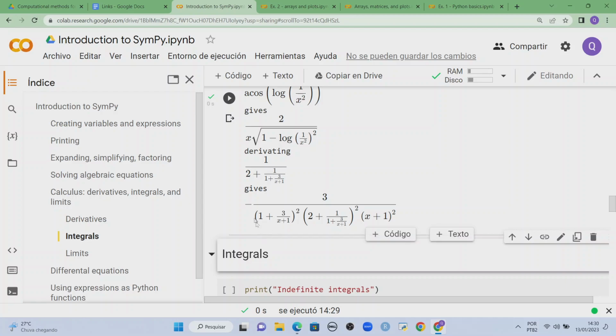Question, yeah. By default, is the log base 10 or base e? Yeah, when you just write log, it's always the natural base. If you want log base 10, you have to use, I think there's a function log10, I hope.